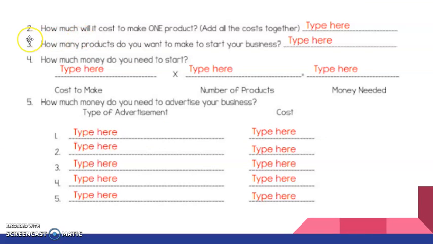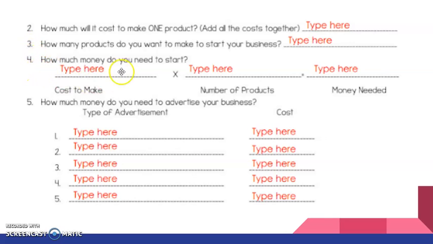Then for number 3, you want to figure out how many products you want to make to start your business. This is totally up to you. You can start with a lot, you can start with a little. We've had anywhere between 3 as a product starter if it's a heftier item, to 50 to 1,000. It's really up to you. You get to pick it.